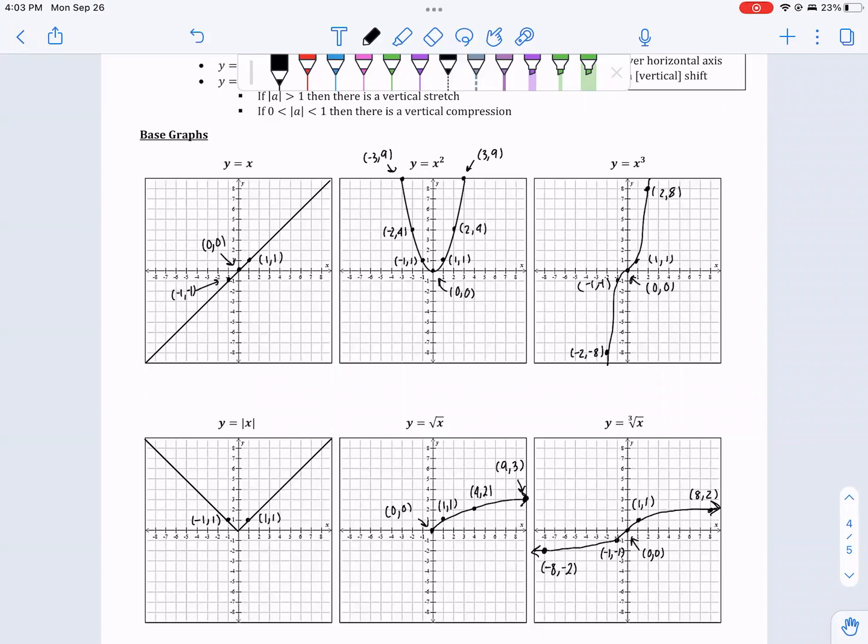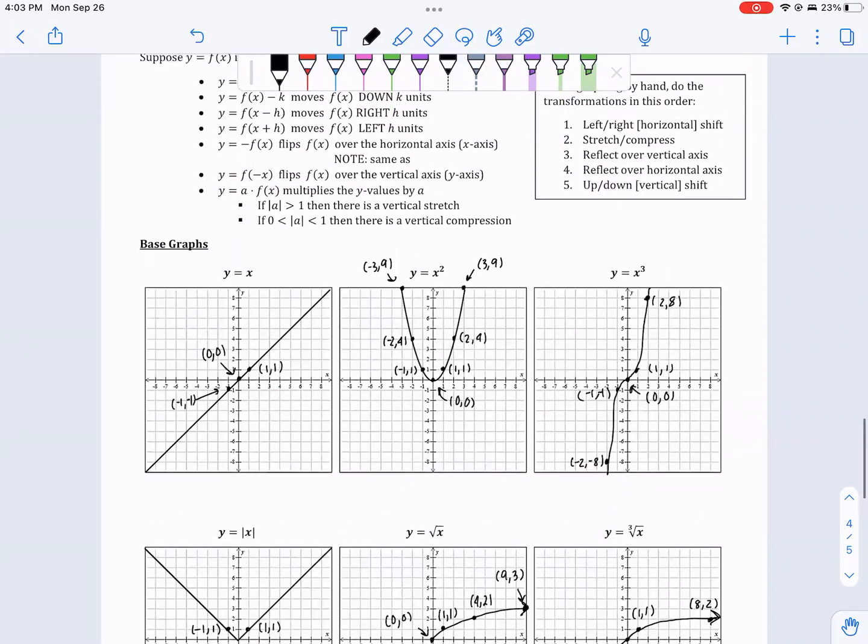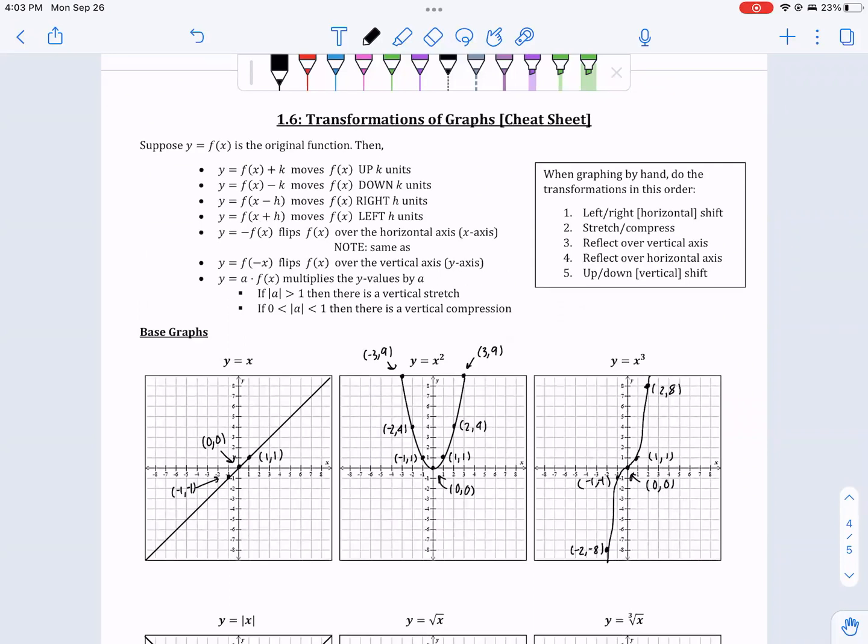All right, so I have filled in these graphs with some important points labeled on them. You can pause and copy it down. This is just from what we did the other day. More importantly, though, there's this information over here that talks about the order in which to do transformations. There's many right answers to this, but there's also many wrong answers. So we're going to stick with this.